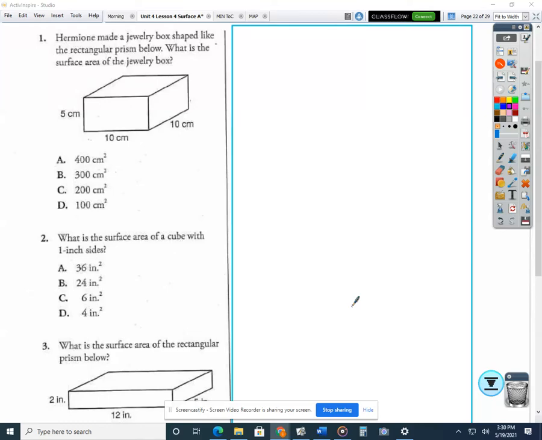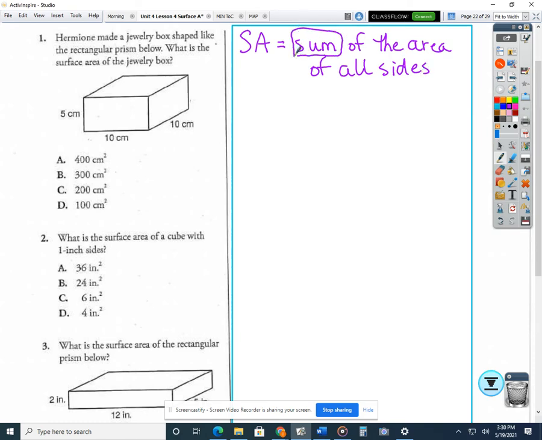For surface area in real life situations, finding our surface area is equal to the sum of the area of all sides. So that means we find the area of each side, and sum means we add them all together. So it's important when you are looking at your figures, the cube and the rectangular prism will have 6 separate sides to them: a top, a bottom, a front, a back, a left, a right. So it's important that you account for all 6 of those sides.